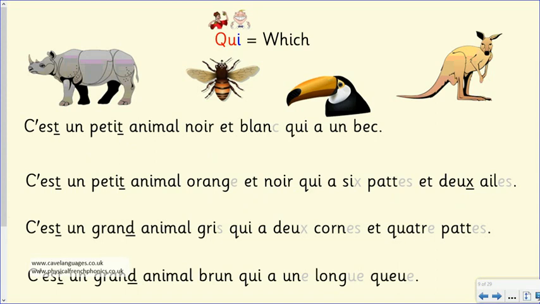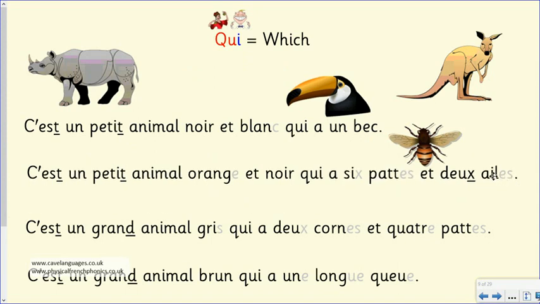And did you decide it was the bee? It's a small orange and black animal which has 6 legs, feet, and 2 wings. Well, I hope it's got 2 wings. It's not got 4. Anyway, it looks like it's got 2 there, but I'm just wondering now. But anyway, if you understood what that meant. Okay, can you read this one?